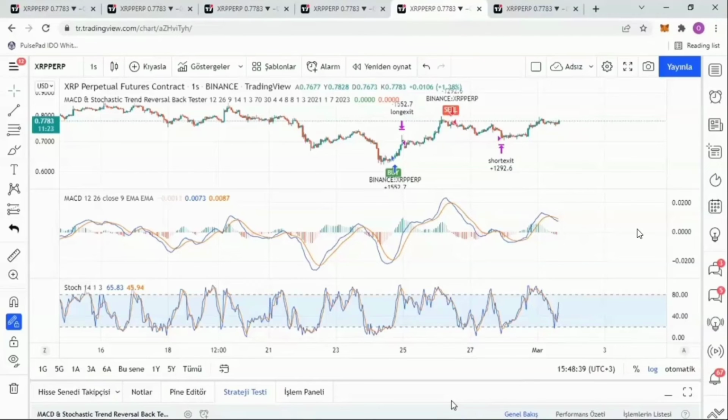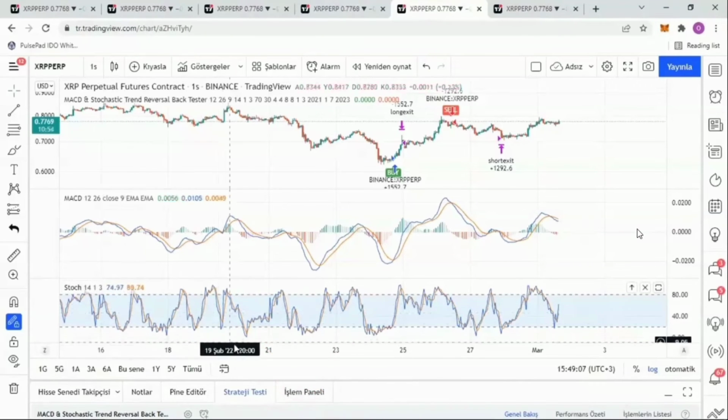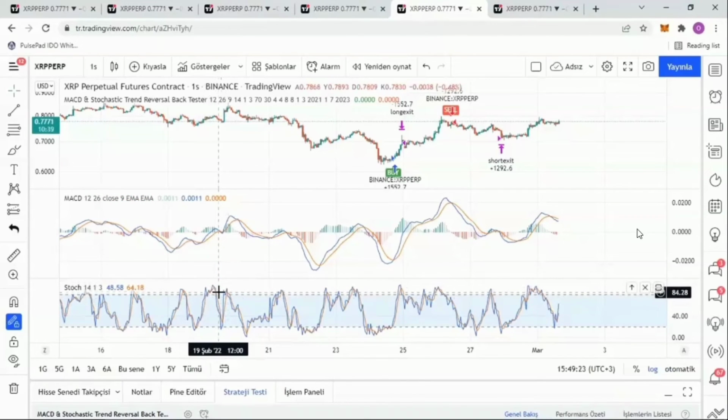We opened the stochastic on the screen. Let's first understand which strategy we will test. When stochastic lines go below the 20 line, it is considered that there is an oversold condition and we can expect a trend reversal from here. Similarly, when the stochastic lines go above the 80 line, it is considered that there is an overbought condition and we can expect a trend reversal from here.